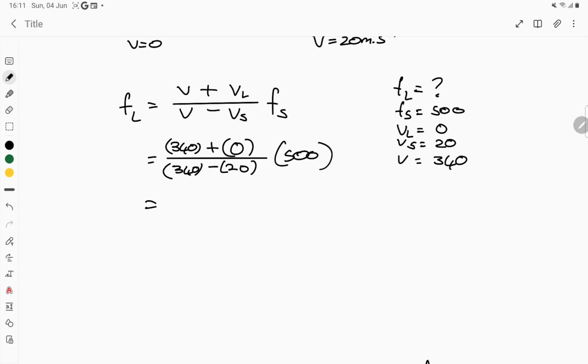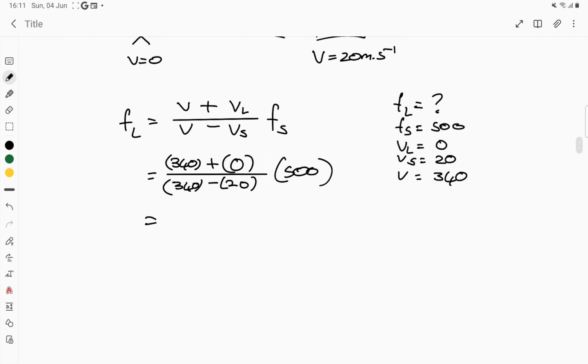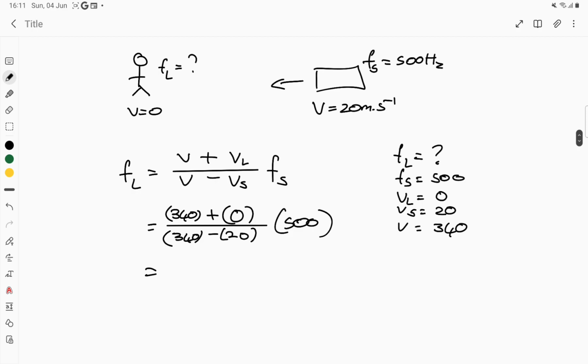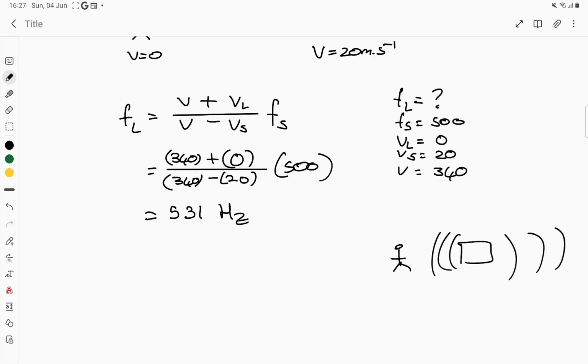Now, as you can see, straightforward maths. We just plug that in our calculator. Let's see what we get. But before we see what we get, will the frequency heard by the listener be higher or lower? Think about that while we write down the answer. We get 531 hertz. The reason is that the source of the sound is moving closer towards the listener, and the sound waves get compressed, causing a shorter wavelength, which means a higher frequency, which means a higher pitch.